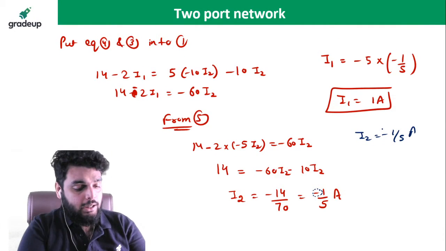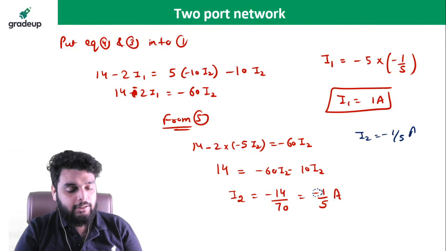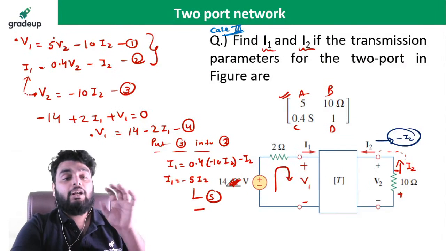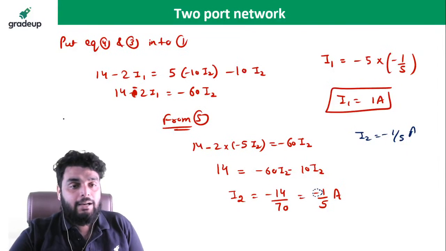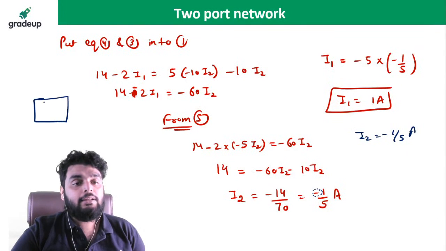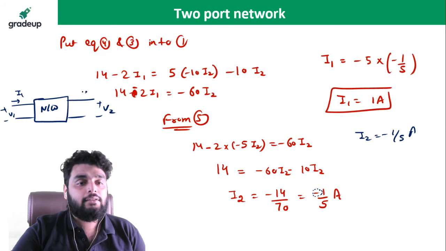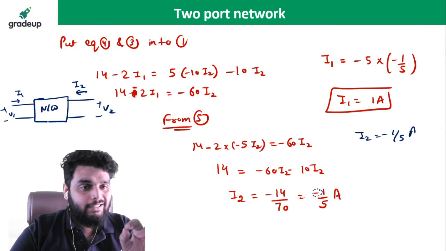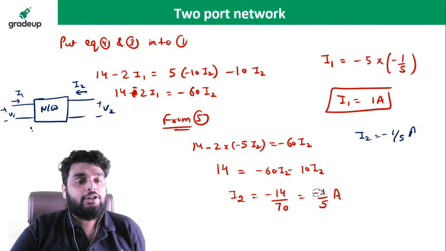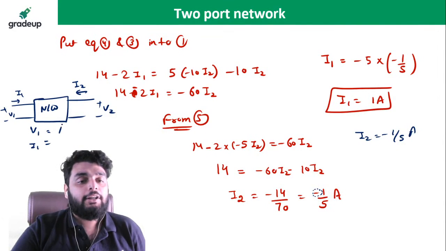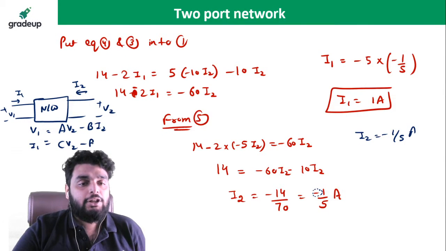So let me see. Arun is asking, but in the circuit it is opposite. Beta, for the ABCD parameter, listen very carefully. I'm telling you again. For the ABCD parameter, let us suppose this is the network and this is the general representation for the ABCD parameter. This is I1, this is I2. For this representation, the ABCD parameter is this one.